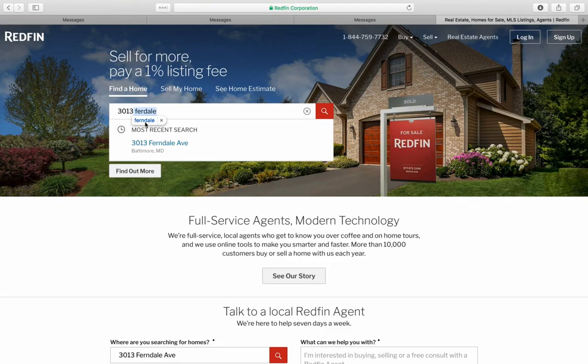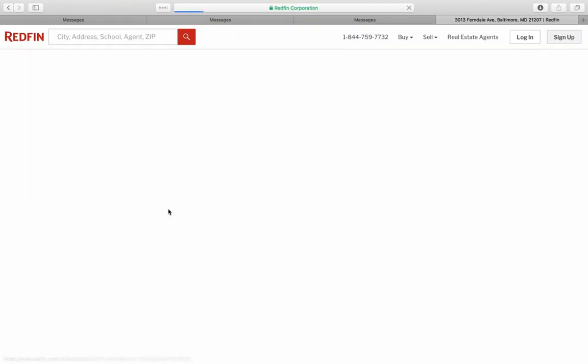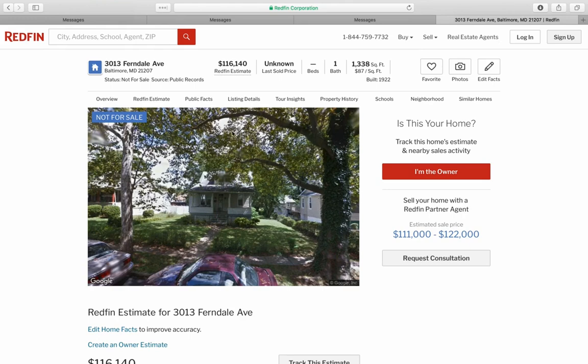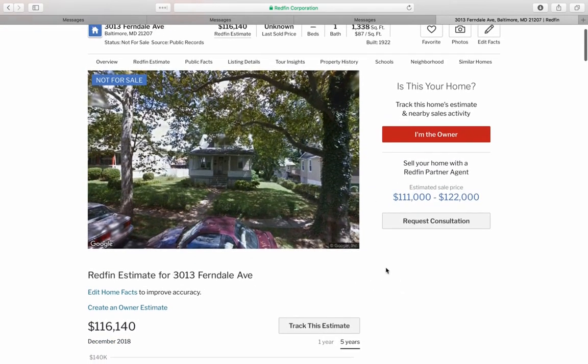Let's see if we get that right. And so we know it's the Ferndale in Baltimore, and it's going to take us up. So that's our house right there. One of the things that's pretty cool, you can see we can click this picture, and sometimes they'll let you run all around and see stuff. They'll let you ride up and down the street. Let's see if we can do that street view.